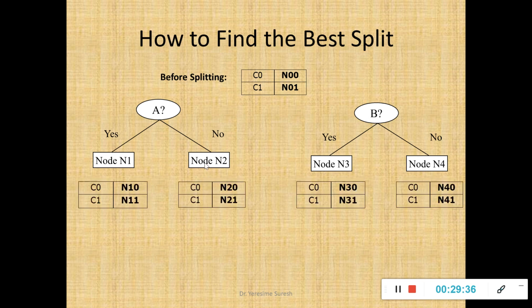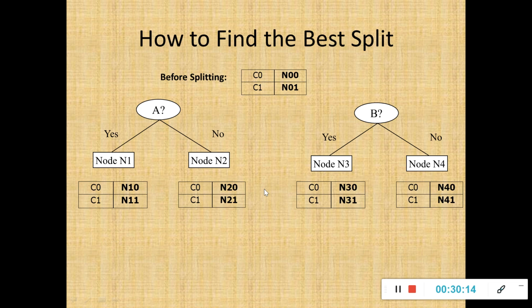Now I'll try to find the measure for this, wherein I'll split the node N1 for C0 and C1 as N10 and N11. Similarly, with respect to node 2, I'll split it as N20 and N21. Similarly, for node 3 as N30 and N31 for the C0 and C1 classes, and for N4 as N40 and N41. Next, whatever measure I get by applying Gini index, entropy or classification error for these nodes, I'll denote it as M1, M2, M3 and M4.